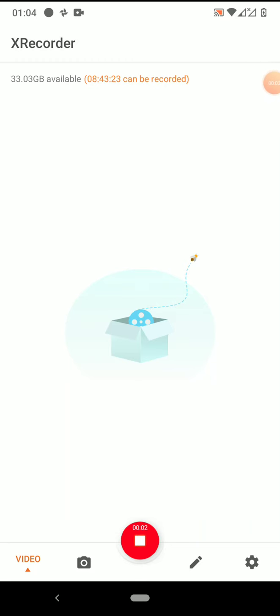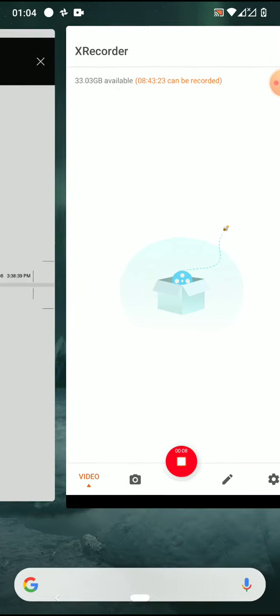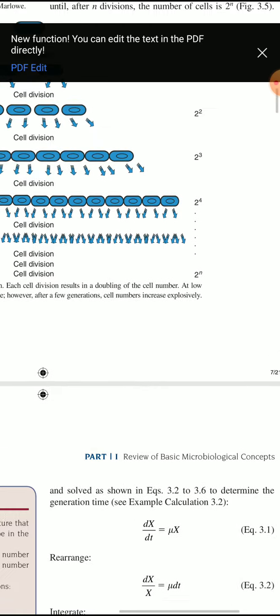Hello students. So today in this class we'll be moving on to the growth curve of the bacteria. So why do we need to study about the growth of the bacteria?